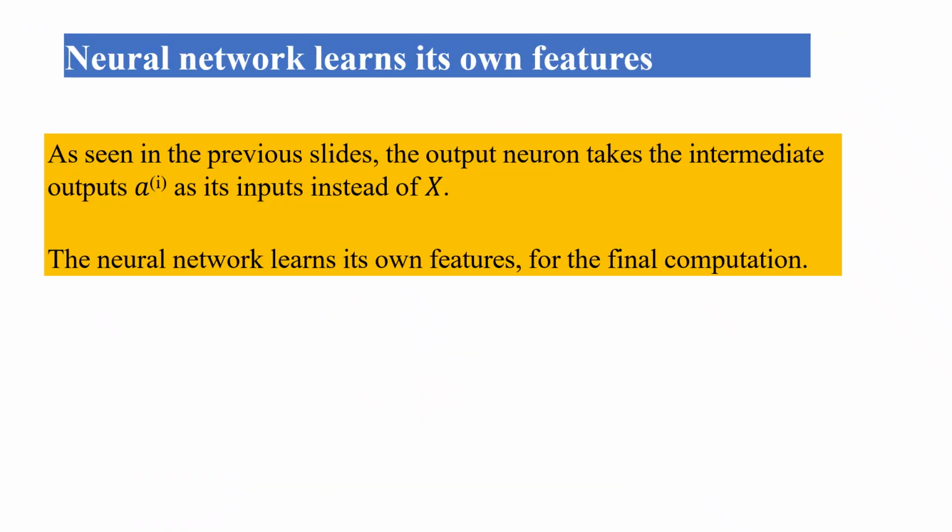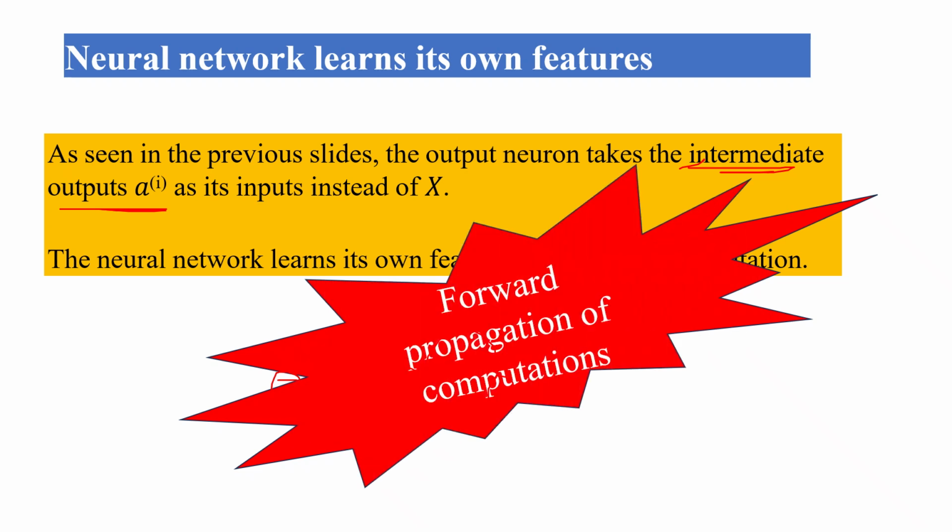What we see is that the neural network learns its own features. It takes the intermediate values, the outputs a_i, as its inputs instead of x, as it goes from one layer to the next. We have these nodes over here and we get the output from here, and this output becomes the input of this neuron. This is what we mean by the intermediate outputs or the network's own features. So the neural network learns its own features for the final computation.